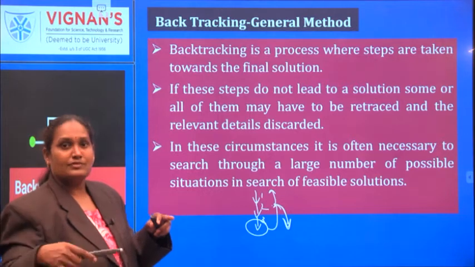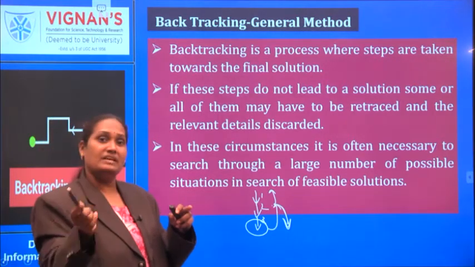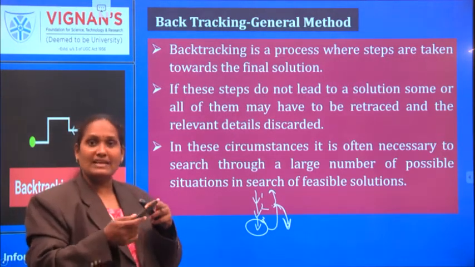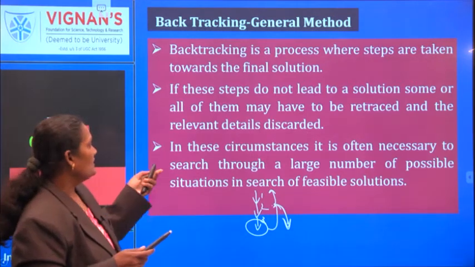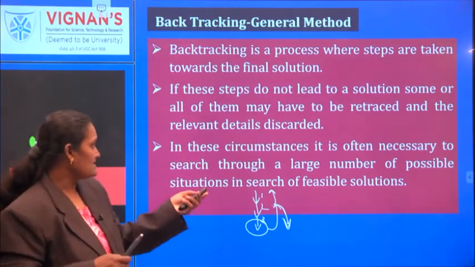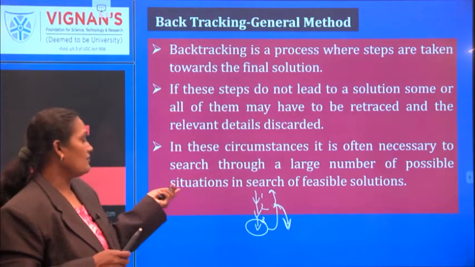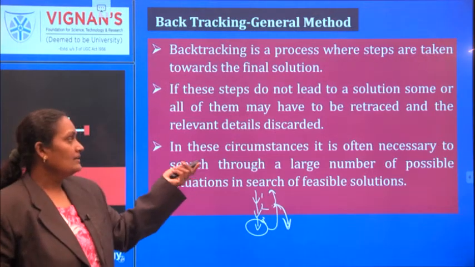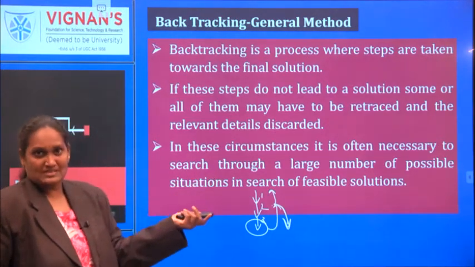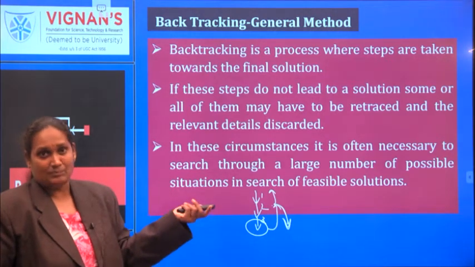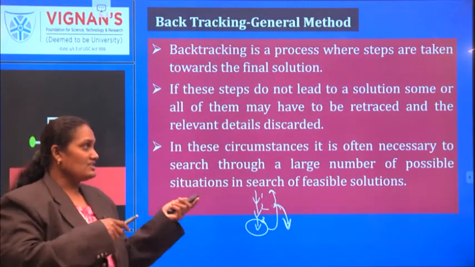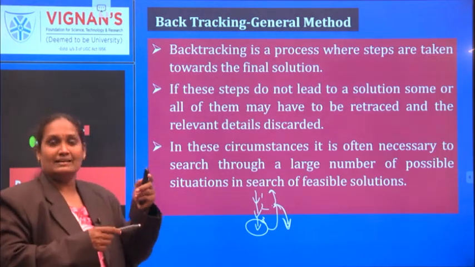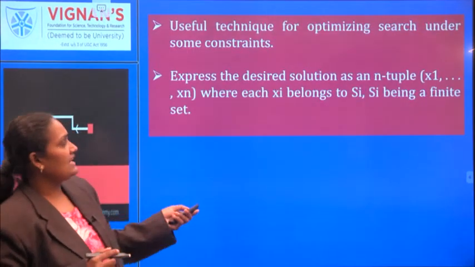In that tree, from terminal node to root node, we can backtrack the process. So from where we are getting the solution, till that node we can backtrack. Now in these circumstances, it is often necessary to search through a large number of possible situations in search of feasible solutions. I already said that for getting the feasible solutions or the optimal solution for the given application, we need to search a large space which is organized as a tree structure. This is a very useful technique.